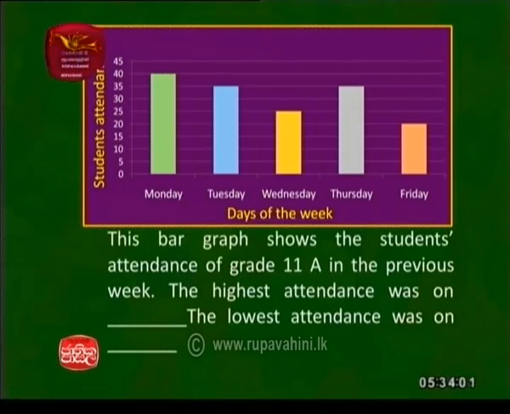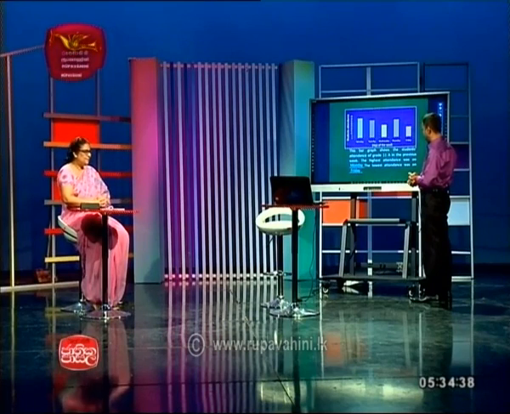This bar graph shows the students' attendance of grade 11A in the previous week. I took it from the question itself. And then the highest attendance was on, you can write the date. Shall we write the date there? I think the space is not enough. And the lowest attendance was on Friday. So this is very easy, children. Highest attendance, and then you wrote about the lowest attendance.